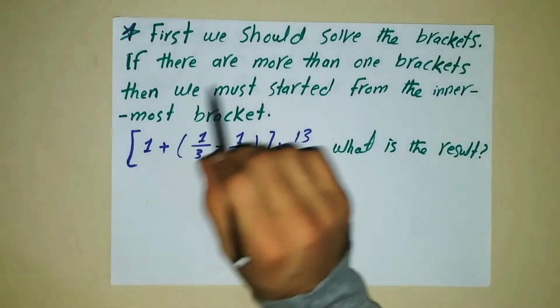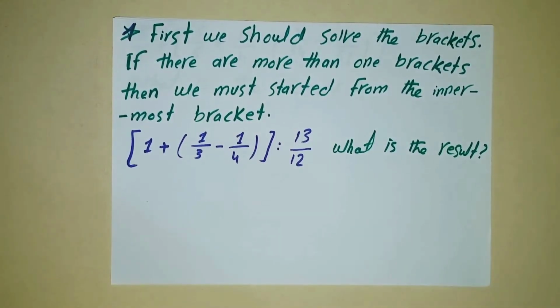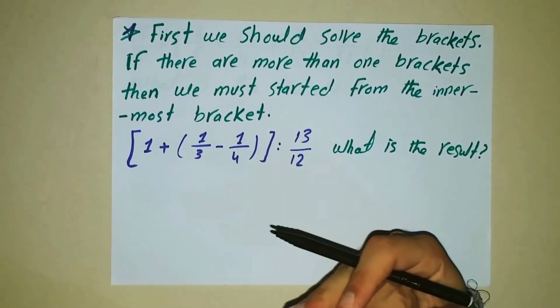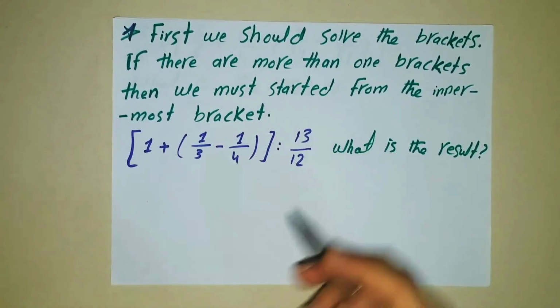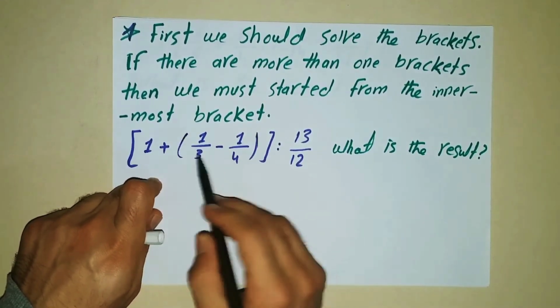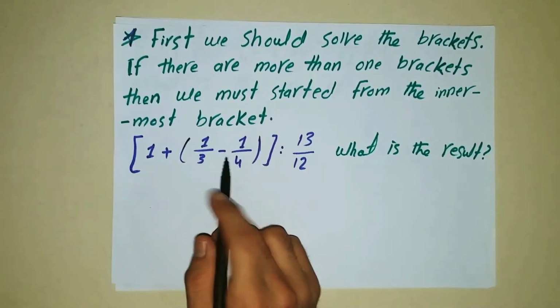What is written first? We should solve the brackets. If there are more than one brackets, then we must start from the innermost brackets. In my last videos I also told you about this. First we have to solve the brackets. If there are more than one bracket, then we start from the inner brackets. Now in this question there are two brackets, so I will solve this inner bracket.